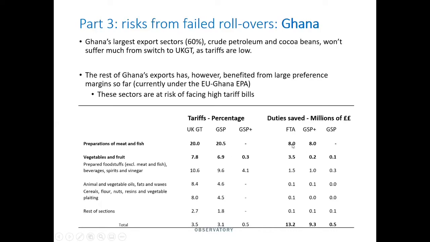And if you look at the other part of the table, here we compute the duties that Ghana would save by signing an FTA relative to paying UKGT tariffs, or what they would save by applying for GSP Plus or falling back on the GSP. So overall, there will be about £13 million worth of duty saved if Ghana rolled over its FTA with the UK. But look at where these tariffs come from. They come almost exclusively out of these two sectors. And these two sectors are also highly dependent on the UK as an export market. So even if the losses overall are not very large, you might want to pay attention to producers, for instance, of tuna in Ghana or banana plantations, which are going to face quite a high tariff in the UK.